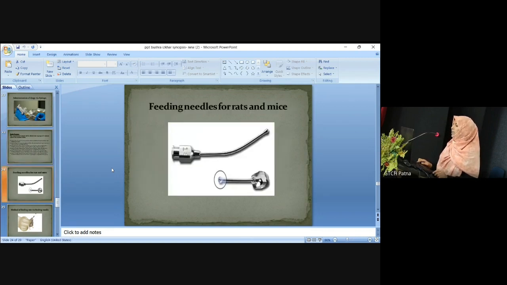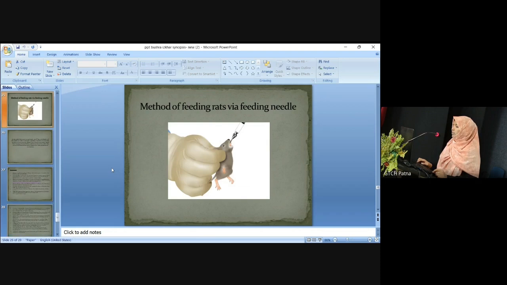Then this is the feeding needle for rats and mice. This needle is first inserted up to the esophagus, and then the dose is pushed through the needle. The method of feeding rats is, first we have to hold the nape of the neck, clear the pathway, straighten the esophagus, and then administer whatever material we want to feed the rats.